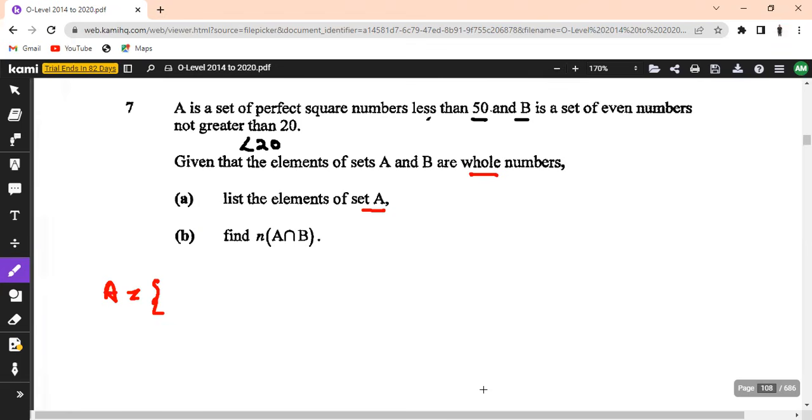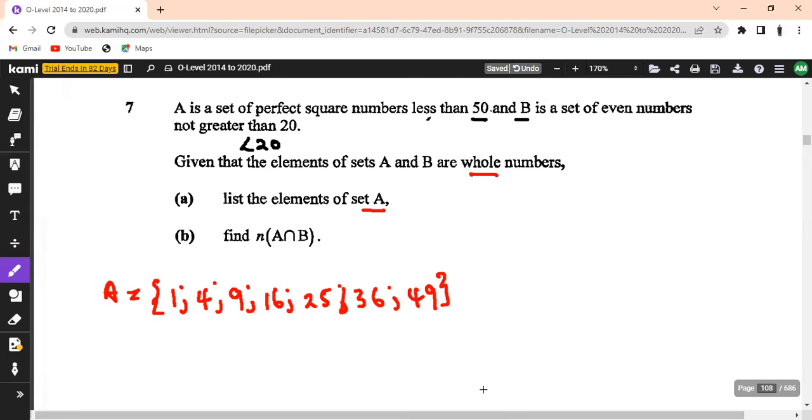We are going to have a perfect square, which is 1, 4, and so forth according to our syllabus. So we're going to have 1, 4, 9. Then we have got 16, 25, 36, and 49, 7 squared, which is 49. Take note, these are less than 50, so we are going to end at 49, because 64 and so forth are not included. So this is our A.